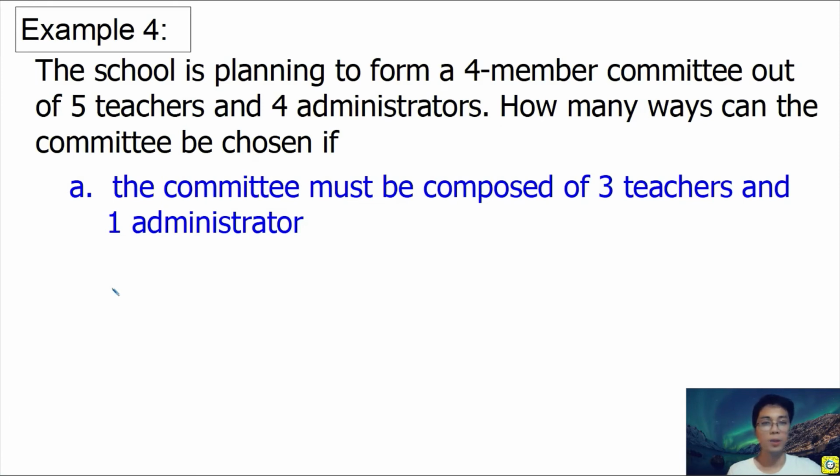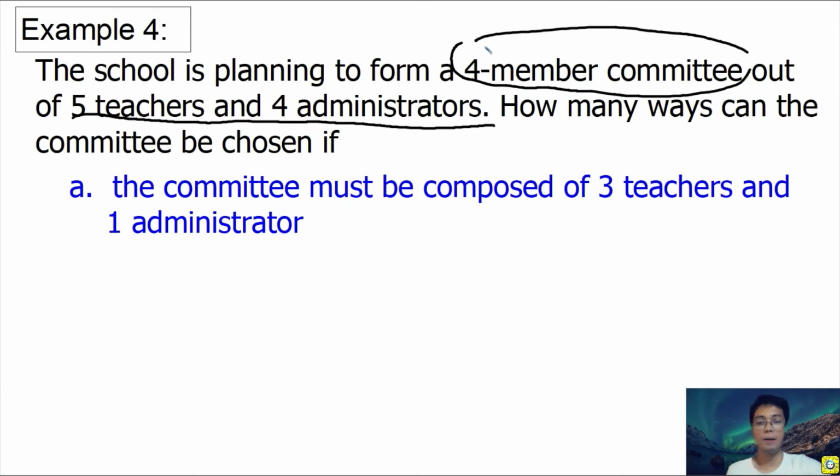The school is planning to form a 4-member committee out of 5 teachers and 4 administrators. How many ways can the committee be chosen if, letter A, the committee must be composed of 3 teachers and 1 administrator? So, underline ko lang, ito po yung pamimilian natin. So, ito po yung panggagalingan. 5 teachers tapos 4 na administrators. Tapos, bubuo ka daw ng 4 na member committee.